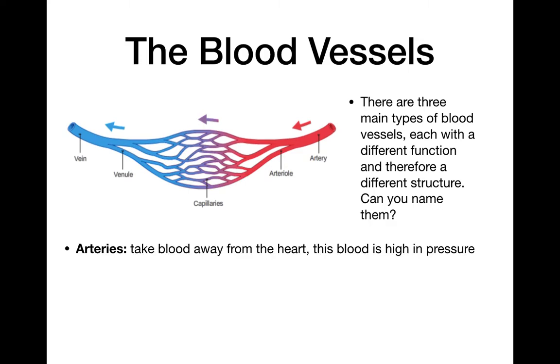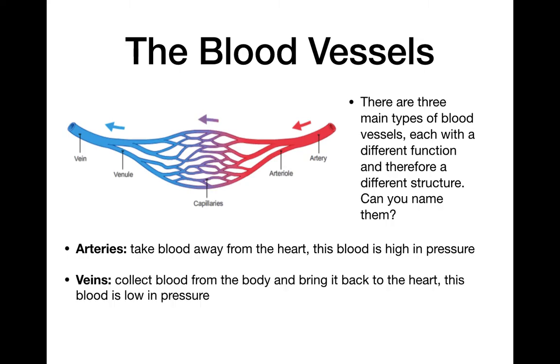Arteries take blood away from the heart, and that blood is in a high pressure state because it's been pumped out by the heart, an incredibly muscular organ. Veins collect the blood from the body and bring it back to the heart, and now it's at low pressure, since that blood was pumped by the heart a long time ago. It's at much lower pressure than when it first left the heart in an artery.